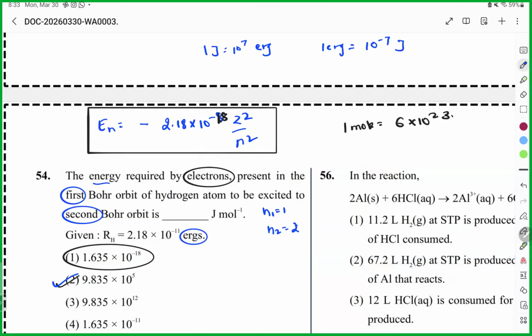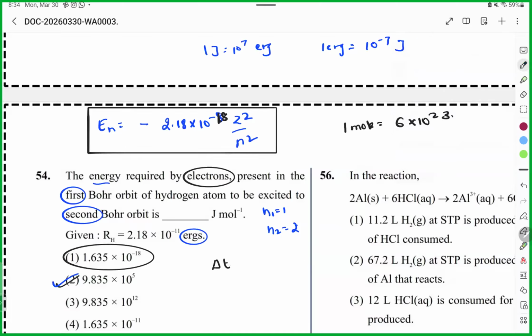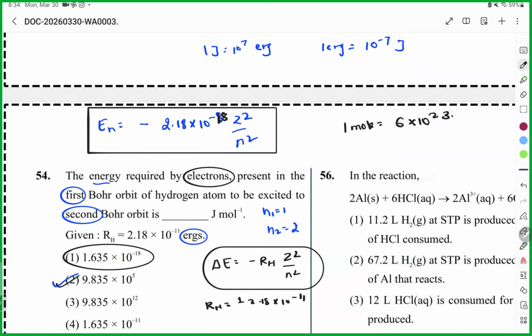Another method to calculate this is delta E is equal to minus RH Z square by N square. If you use this, then you need to remember the value of RH, which is 2.18 into 10 raised to power minus 18. But you get confused. That's why to avoid the confusion, I wrote the direct formula.